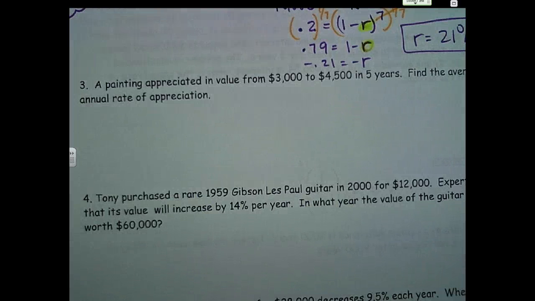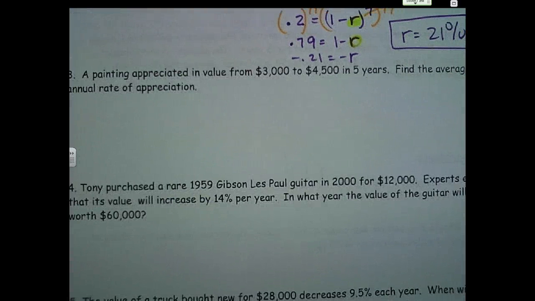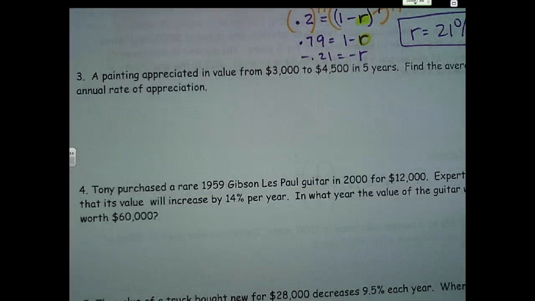Number 3. A painting appreciated in value from 3,000 to 4,500 in 5 years. Find the average annual rate of appreciation. What letter are we looking for? R. Are we going to need to use a log? Look at the formula. Is r an exponent? No. So are we going to need to use a log on this one? No. Okay, so fill it in. Try to fill in the formula.